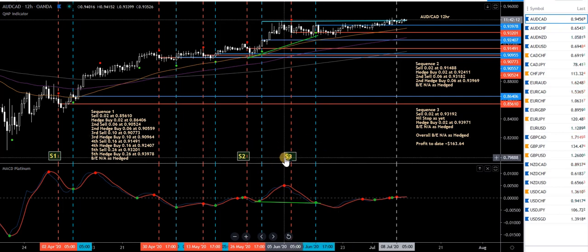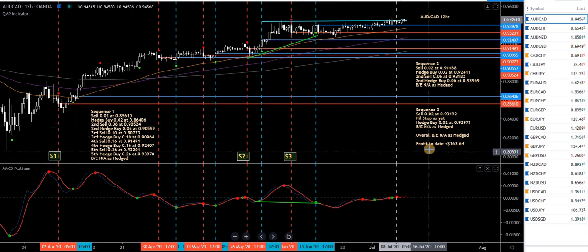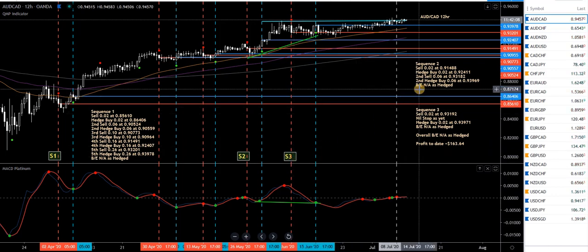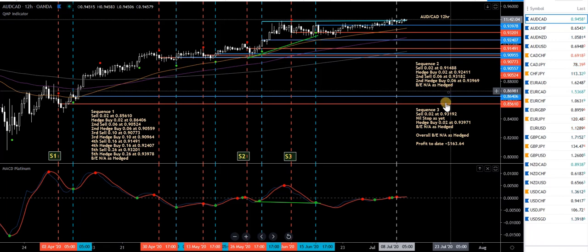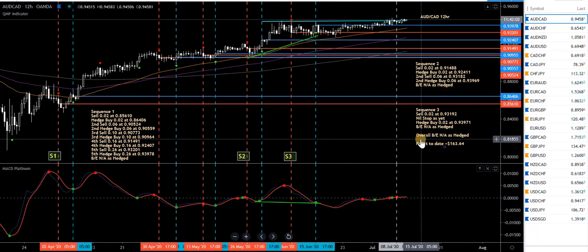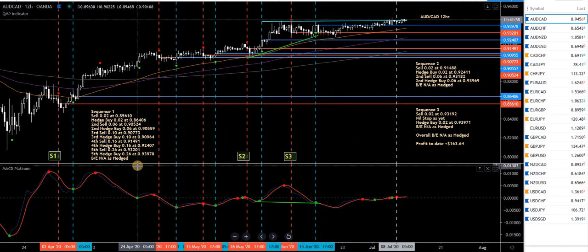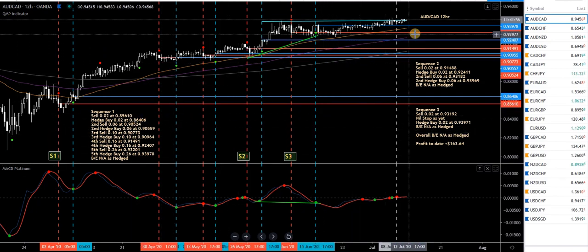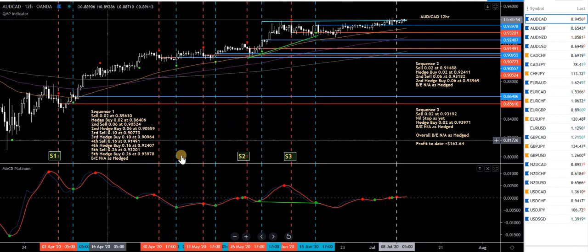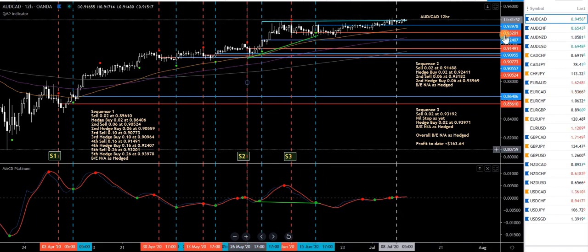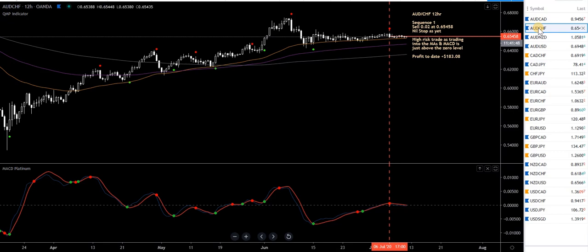It could be multiple trades taken on the same candle, so it's no problem. If you see B/E, that's break even. NA is not applicable, as hedged, or overall break even, which means all trades. So the AUSCAD's going nowhere fast. I'm just trying to grind my way through this thing. It's a slow moving pair, so nothing to get stressed about.